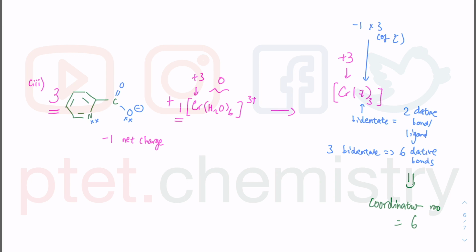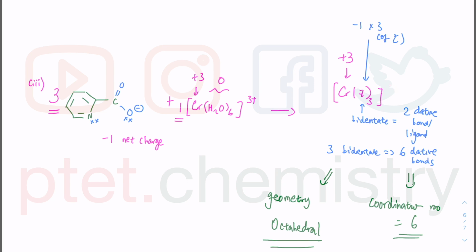Coordination number is defined as the total number of dative covalent bonds around the metal ion in the complex. You have 6 dative covalent bonds, even though you only have 3 bidentate ligands. Your geometry is going to be octahedral because they are still 6 around the complex. So octahedral complex, octahedral geometry, coordination number 6, but only 3 bidentate ligands because each bidentate ligand forms 2 dative covalent bonds. And the charge is going to be 0.